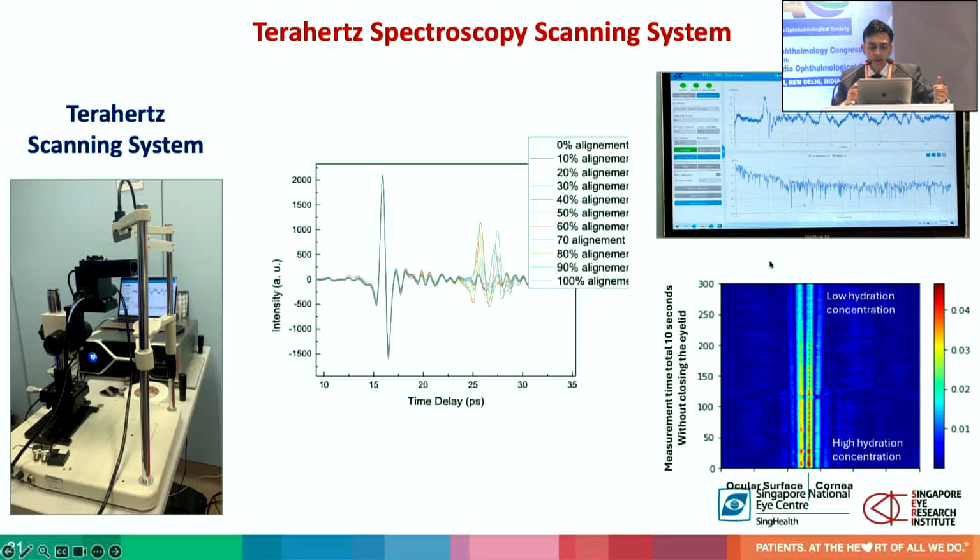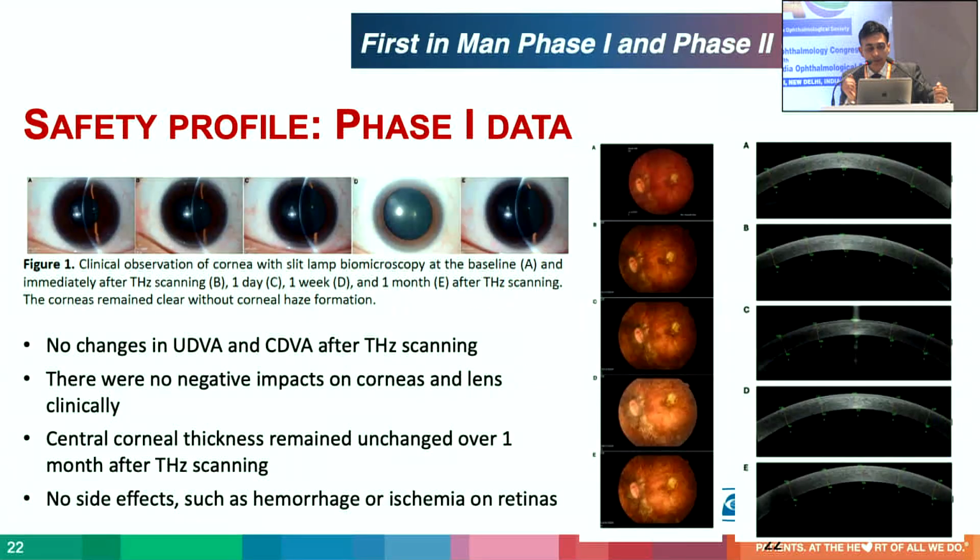So the machine will then give you a hydration content value. And this is compared against in vitro standard controls to give you a valuation of hydration as well. The safety profile from the phase 1 data was very good in our patient profile.